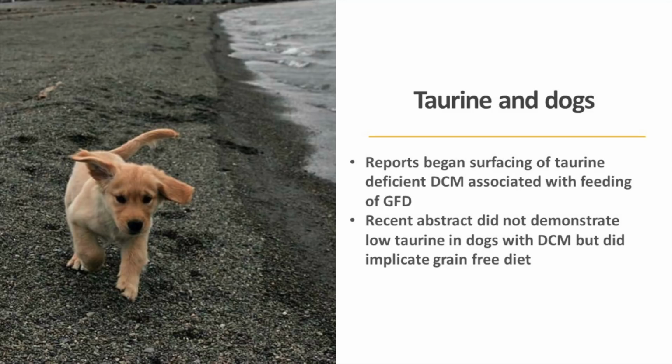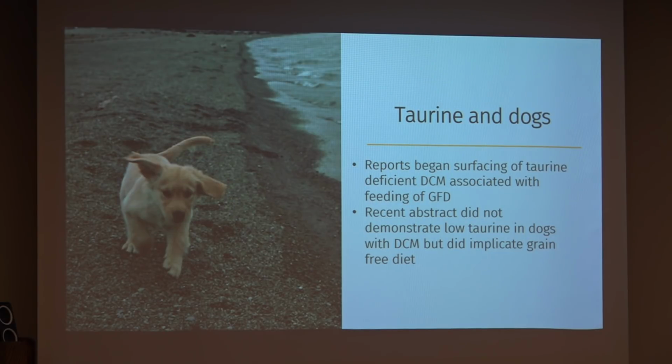They identified low taurine. However, there was an abstract, which I have and can give you guys, that was just presented at ACVIM, which looked at all these dogs diagnosed with dilated cardiomyopathy at NC State. And what they found were a lot of them had totally normal taurine levels. However, they did implicate a grain-free diet.